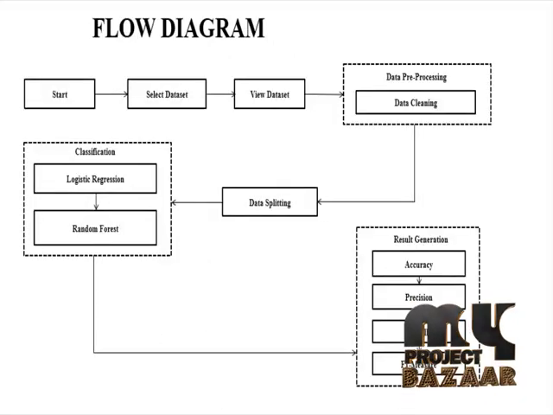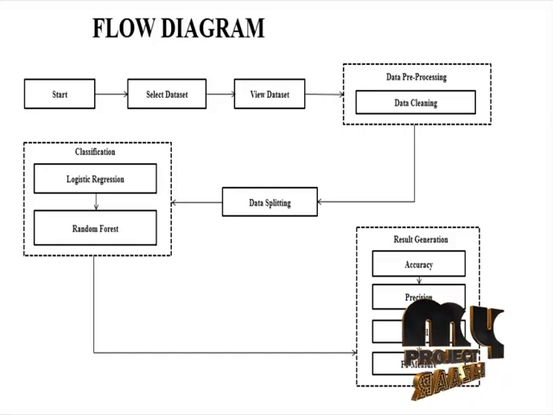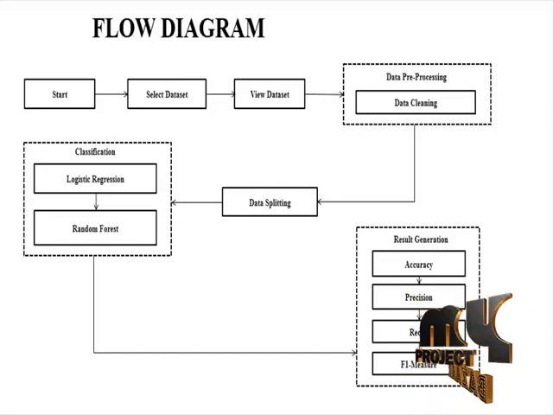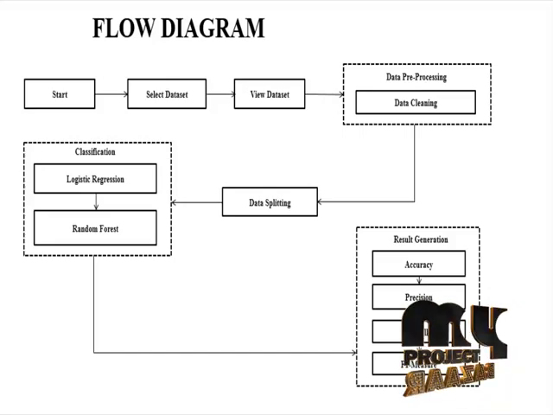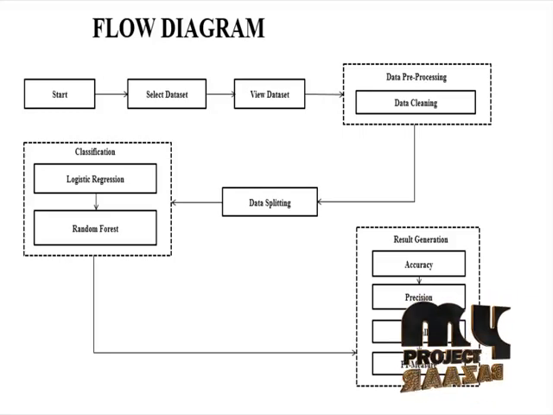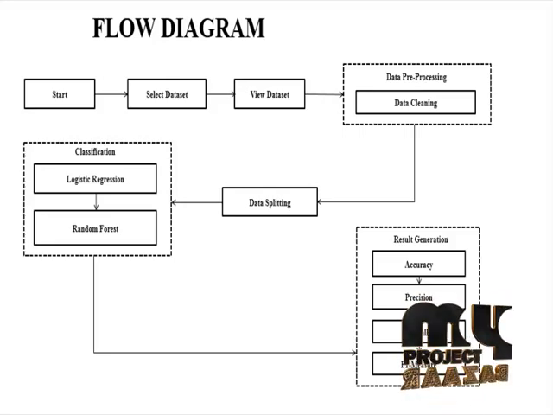The flow diagram of the project is: first we start the program and select the Twitter social media dataset. Then we use the dataset in our console working directory. After that, it goes into data pre-processing. In data pre-processing, we clean our dataset using NLTK packages, which we use to remove special characters, stop words and subwords from our dataset.